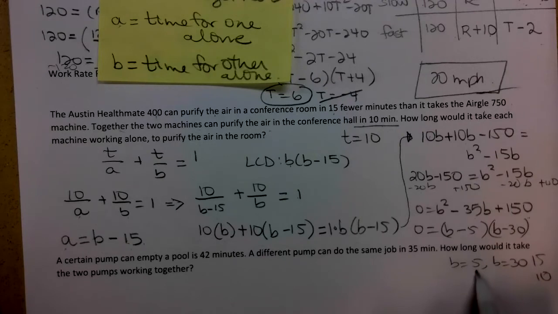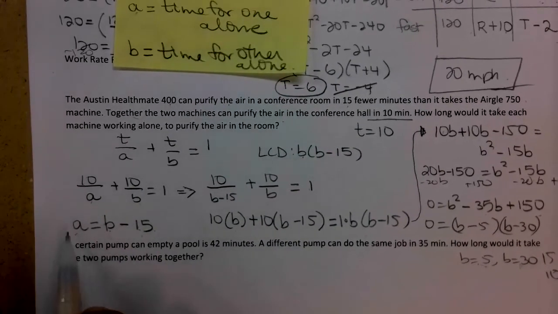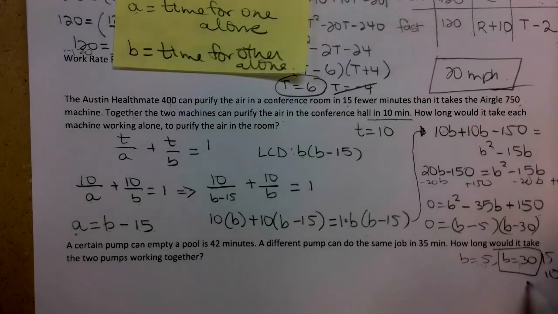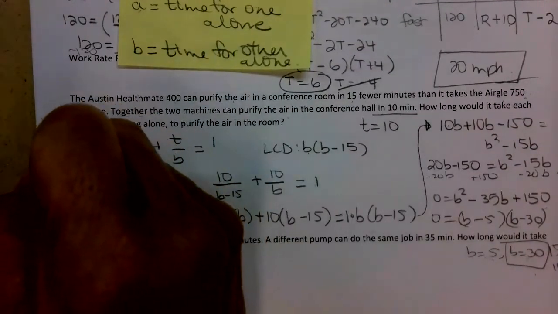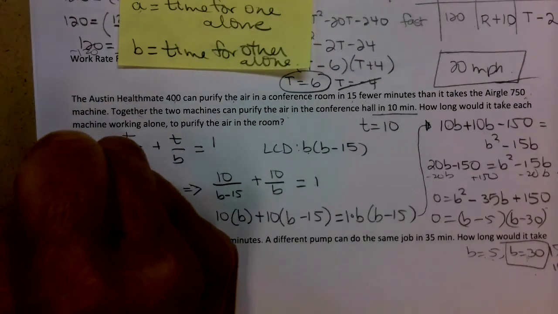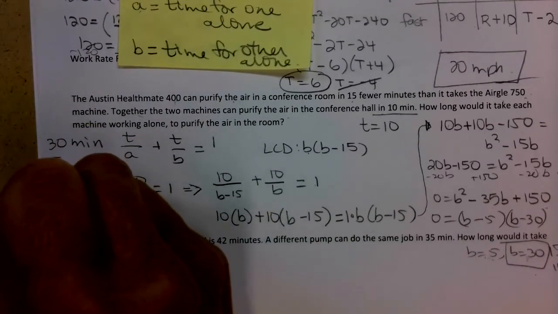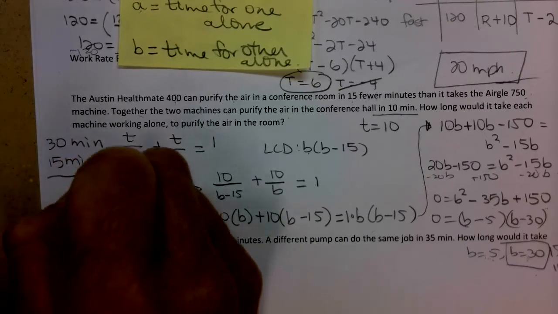Why does the 5 not make sense? Right, why do we have to go with the 30? Right, if we go with the 5, that would say that one of them could do it in less time. Well, if I tried to do 5 here, that would say that A did it in negative time. So B, the Argyle 750, takes 30 minutes. So 30 minutes for one, for the slower one, and 15 minutes for the faster one.